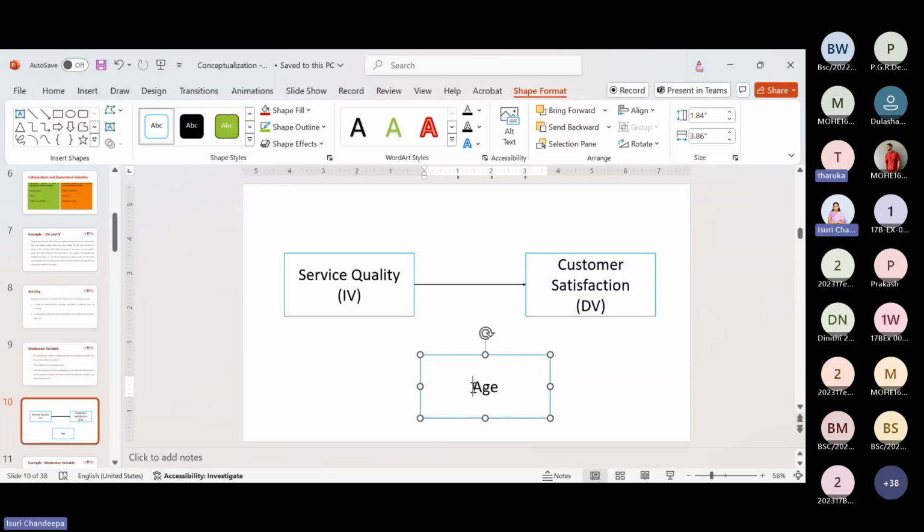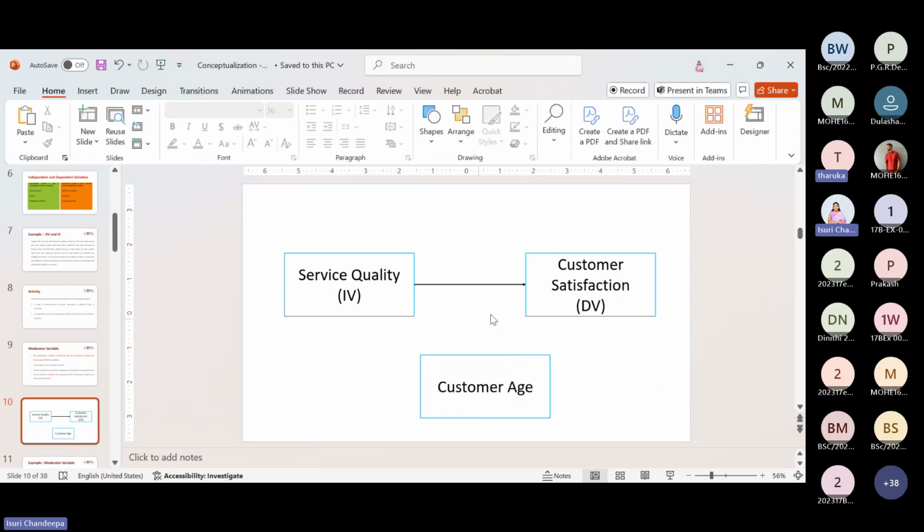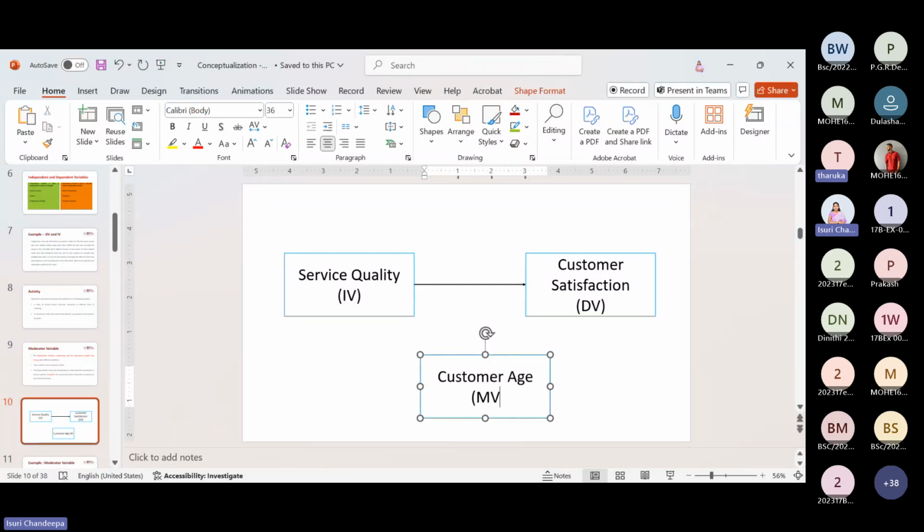We are going to collect the data on customers. So then we are going to check whether the customer age, the moderating variable, MV, creates any impact.